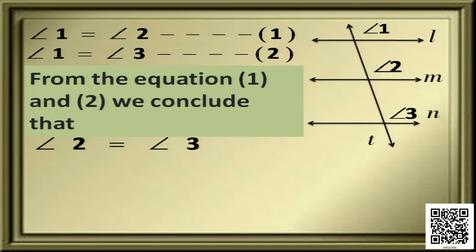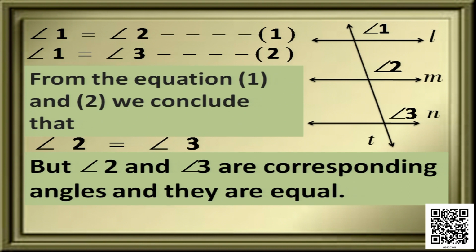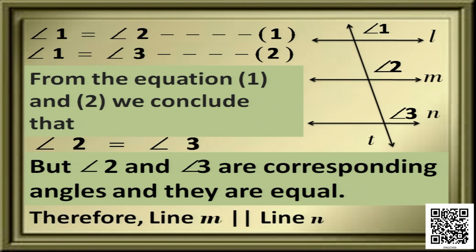Now look at the figure. What are the angles 2 and 3? Angles 2 and 3 are corresponding angles of the transversal T with M and N. As these two are corresponding angles and they are equal, line M is parallel to line N. This is the converse of the corresponding angle axiom. Now we have completed this theorem.